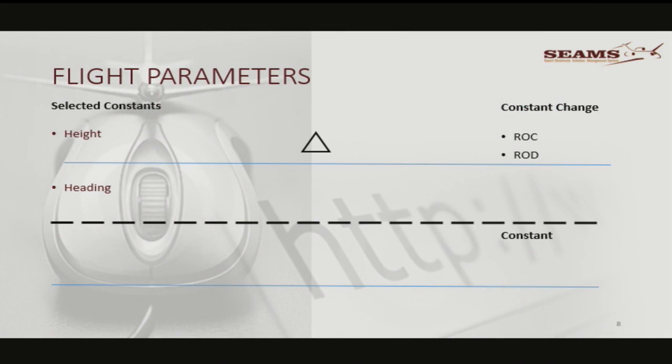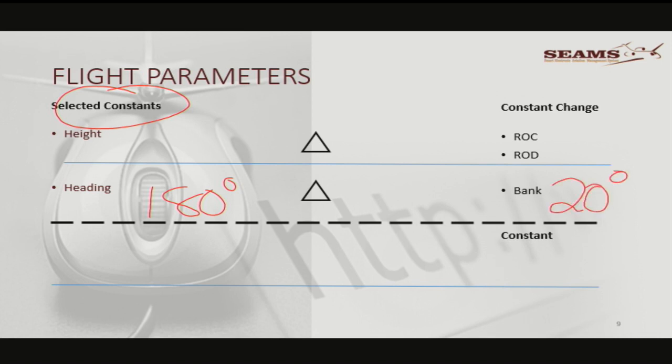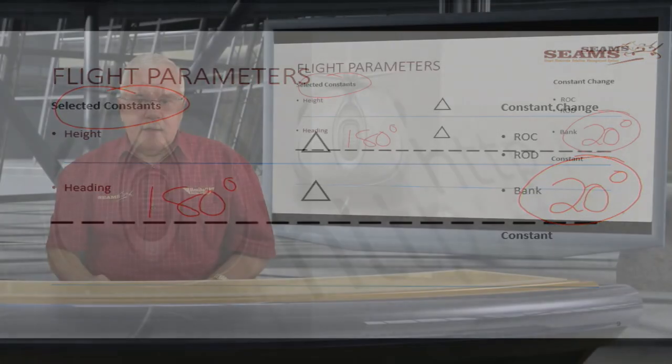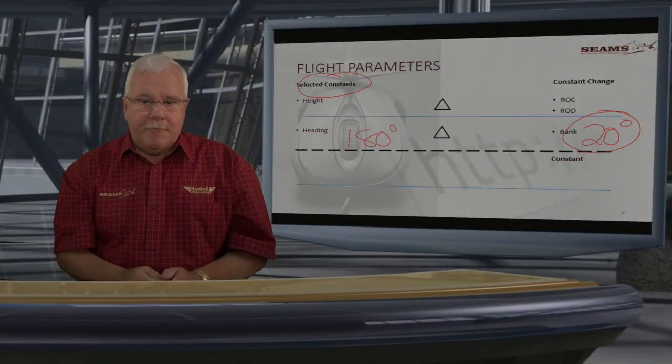Let's have a look at heading. Heading, if it's not a constant, the constant must be hang. So if I want to maintain a heading of 180 degrees, then it is a selected constant. But if I say to you, I want you to do a medium turn to the left, let's say a 20-degree banking turn to the left through 360 degrees, it means that you must continue and maintain a steady bank of 20 degrees.